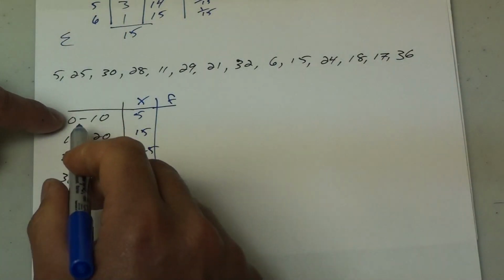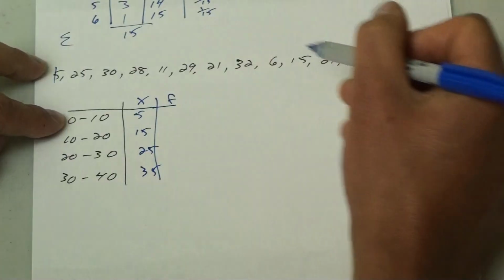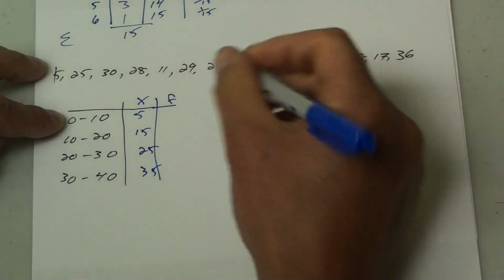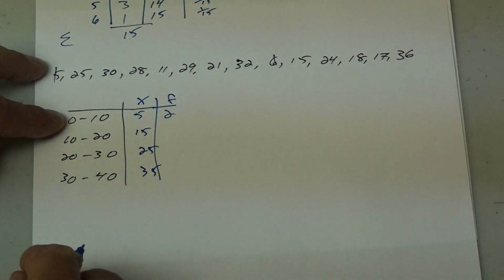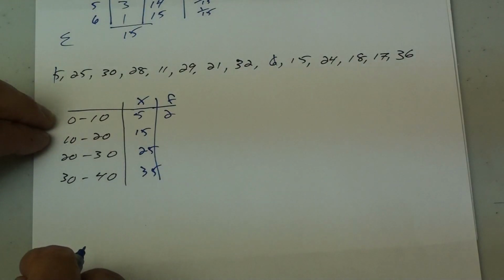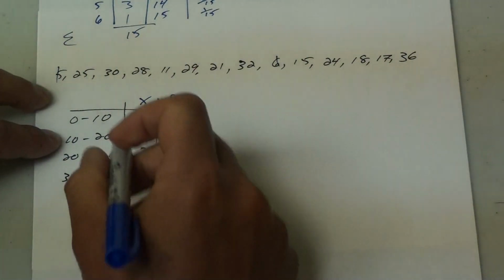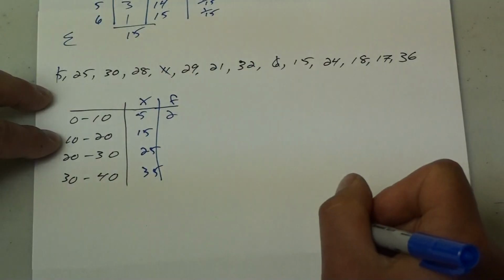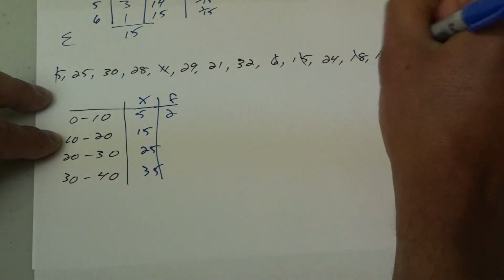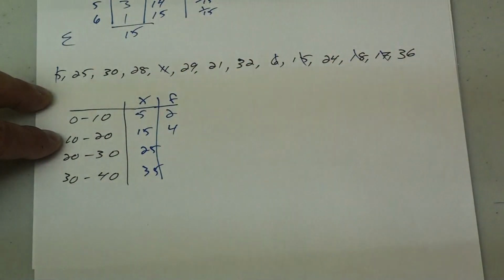So how often do I have a number between 0 and 10? Well, I got 5, and I got the 6. So I had 2 of those numbers between the 0 and the 10. Okay, what about the 10 to 20? How many do I have there? Well, I get the 11. I get 15, I get the 18, I get the 17. So I had 4 of those numbers.